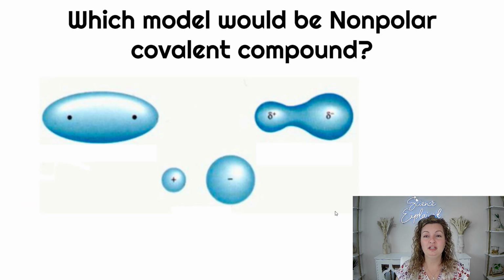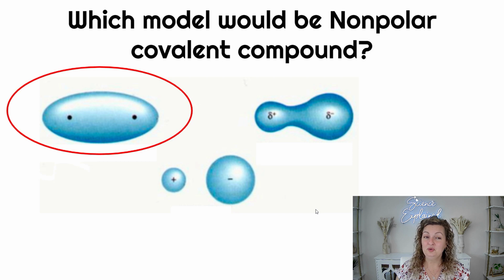All right, which model would be nonpolar covalent compound? Go ahead and pause and we'll go over the answer. All right, let's check it out. Nonpolar is going to be the one that looks symmetrical, not asymmetrical. So the one that looks the same on both sides, in other words. So this one looks perfect on it. Like if I drew a line down the side, it would fold over and be perfect. That's symmetrical, right? And this one would not have a charge either. So we can see positive and negative, and we can see partial positive and partial negative. This one does not have a charge, so that is a clear indication it's nonpolar. In fact, that would be a diatomic.